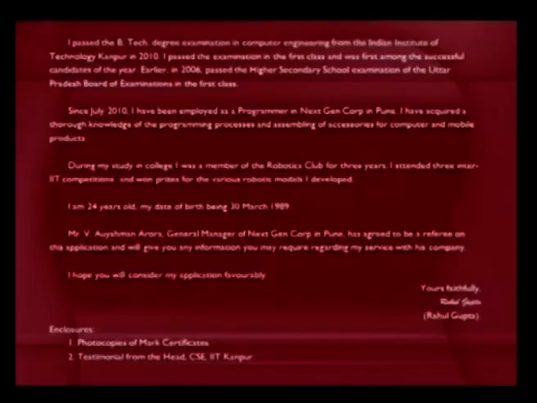Let us look at it very quickly. Look at the next paragraph. I passed the BTech degree examination in computer engineering from the Indian Institute of Technology Kanpur in 2010.